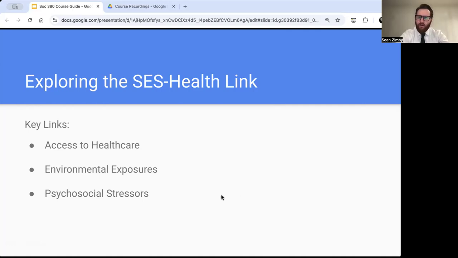So Cochrane in the reading also highlights that socioeconomic status doesn't just impact physical health, right? It also impacts psychological well-being. So people from lower socioeconomic status backgrounds oftentimes experience feelings of social exclusion or low self-esteem or chronic anxiety, all of which can further exacerbate health problems.